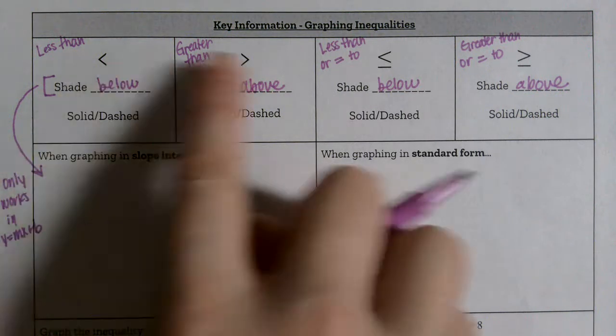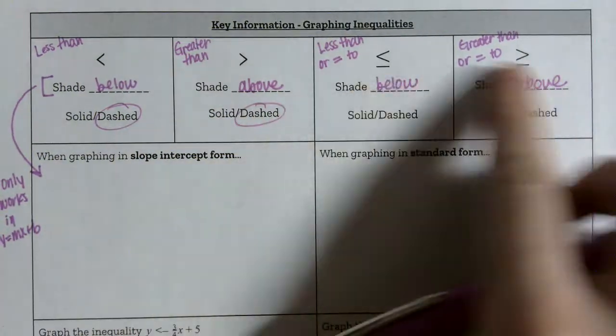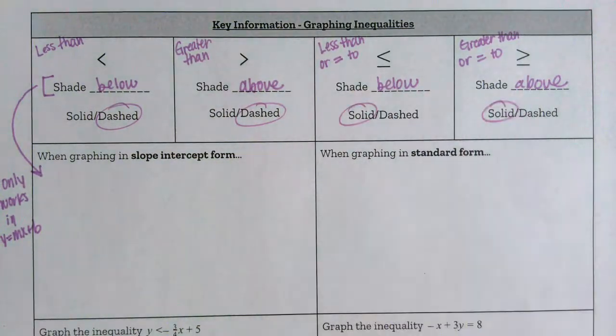And then for the inequality symbols, if they do not have the line underneath, they are dashed. If they do have the line underneath, they are solid.